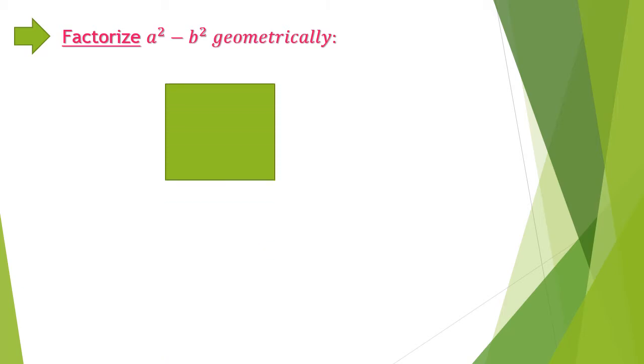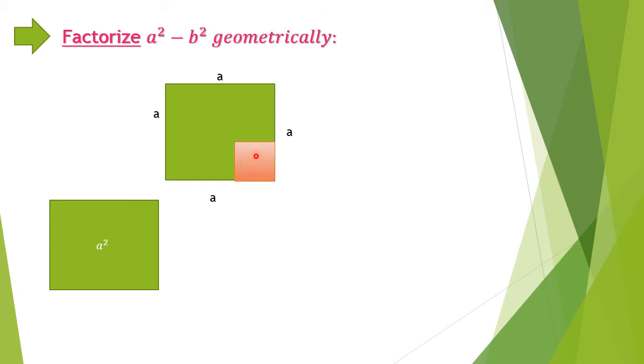Now it's a square. You can see all its sides are equal, all its angles are equal and they are 90 degrees. Opposite sides are parallel and equal. So this is a square. All sides measure a, so you can easily tell that its area is a square, because the formula to find the area of a square is L square, or side square.